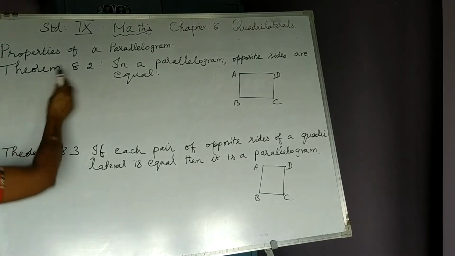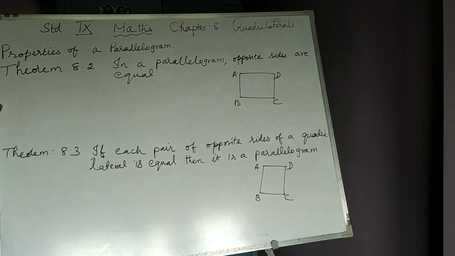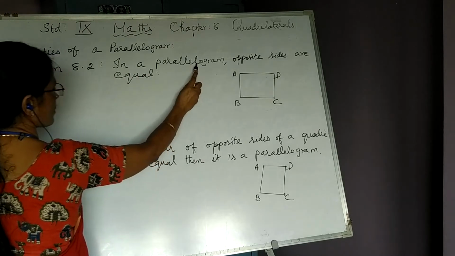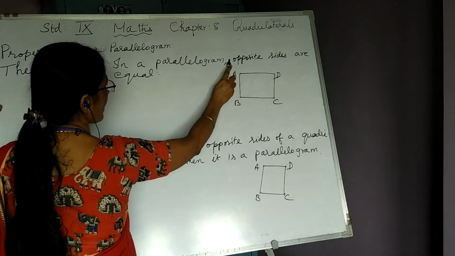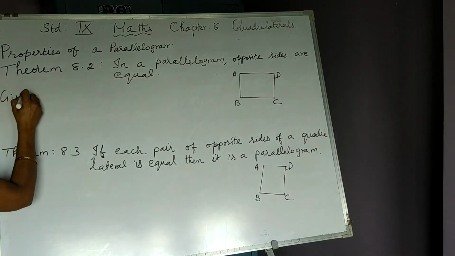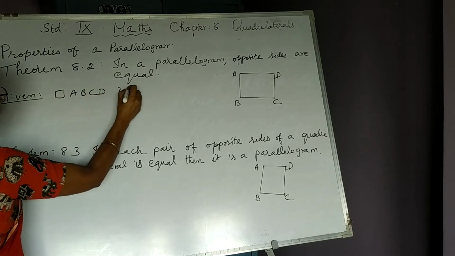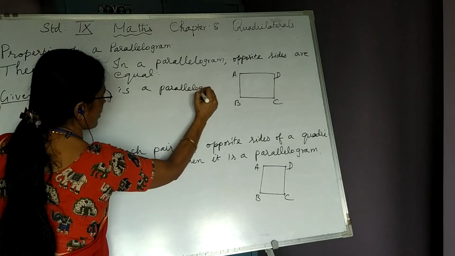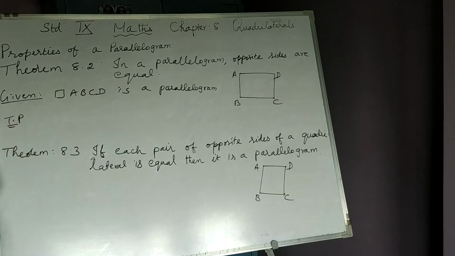Theorem 8.2, which has no proof, but we need the statement to prove some more results. So let us understand the theorem. In a parallelogram, so we are given a parallelogram. If it is a parallelogram, then opposite sides are equal. So what is given? Quadrilateral ABCD is a parallelogram. So if we are given a parallelogram, then definitely its opposite sides are equal.